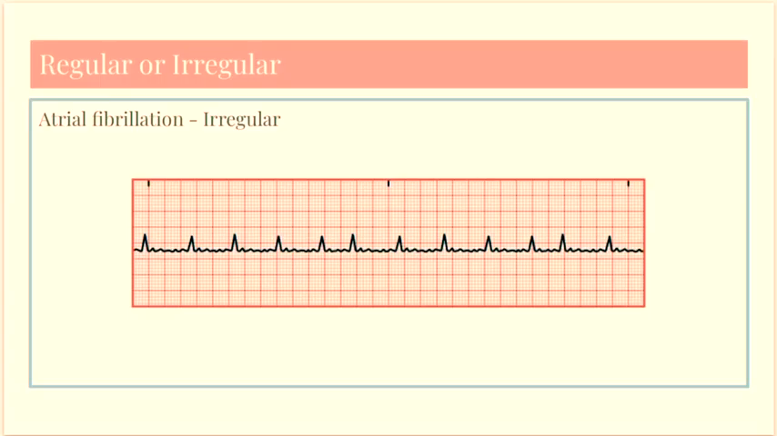And the last one shows atrial fibrillation. It is irregular because for most of them, there's 2 to 2.5 boxes, but for 3 of these, there are only 1.5 boxes.